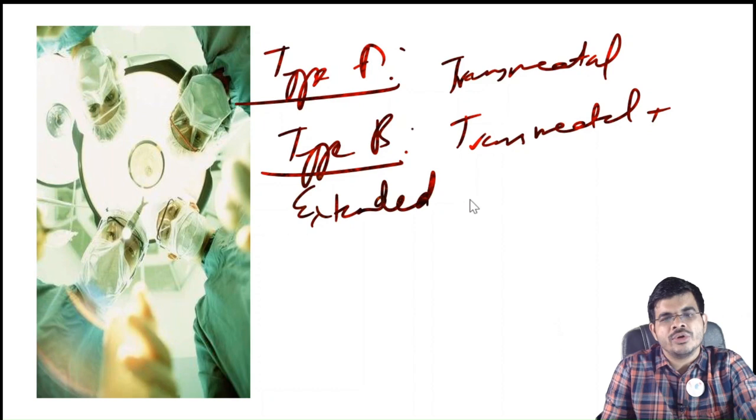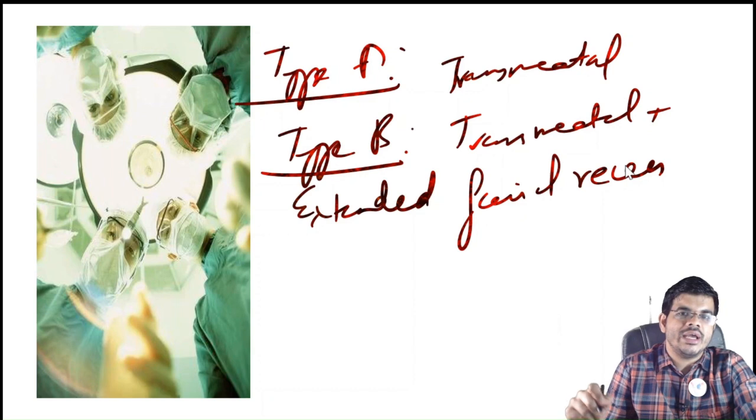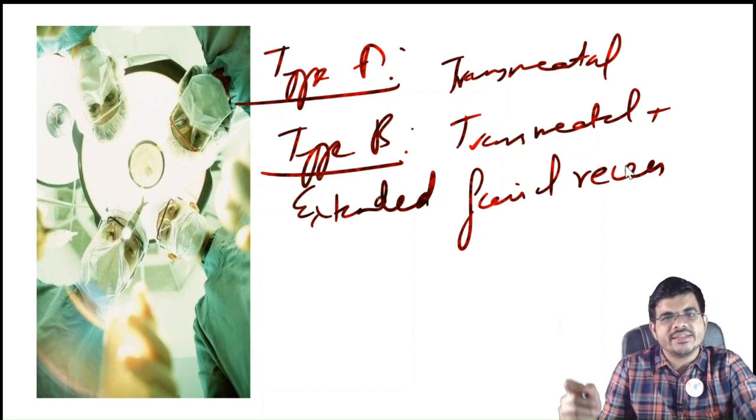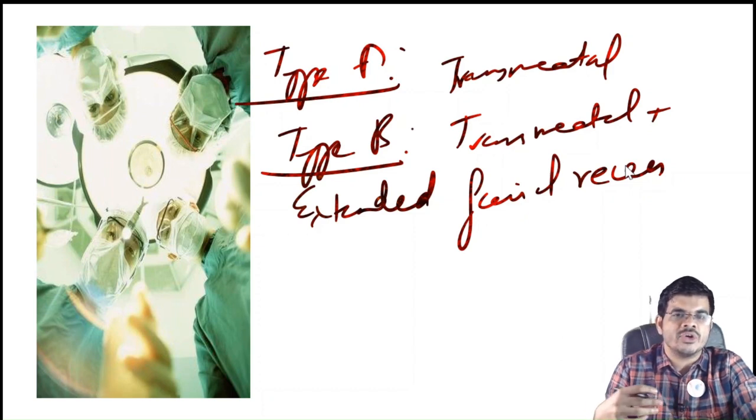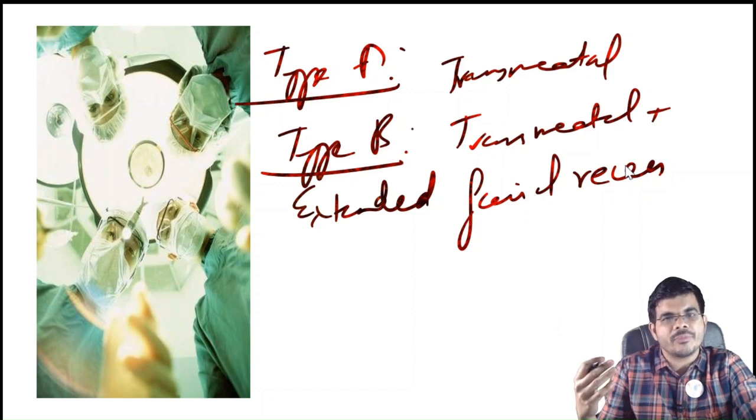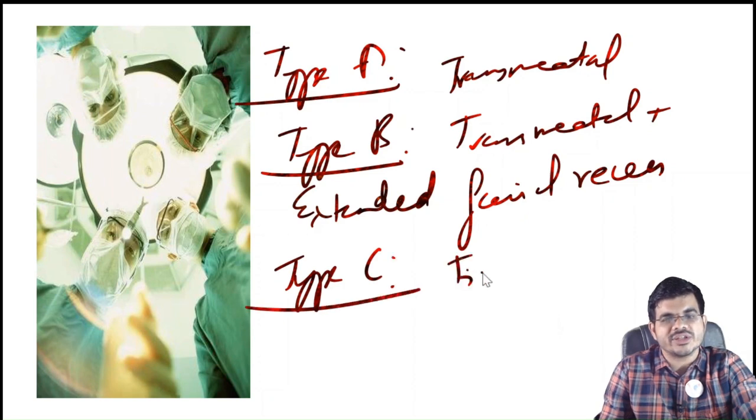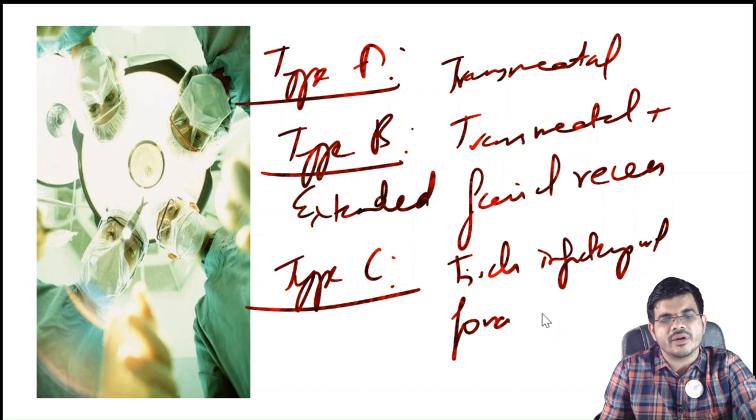If it is a type B tumor, you will have to go for transmeatal along with an extended facial recess approach. Now, how do you differentiate a facial recess approach from an extended facial recess approach? In extended facial recess approach, you are sacrificing the chorda tympani nerve to increase the space for approach. The corridor has to be widened. For that, you are sacrificing the chorda tympani nerve, and that is what is known as the extended facial recess approach. And in type C tumors, the Fisch infratemporal fossa approach is done.